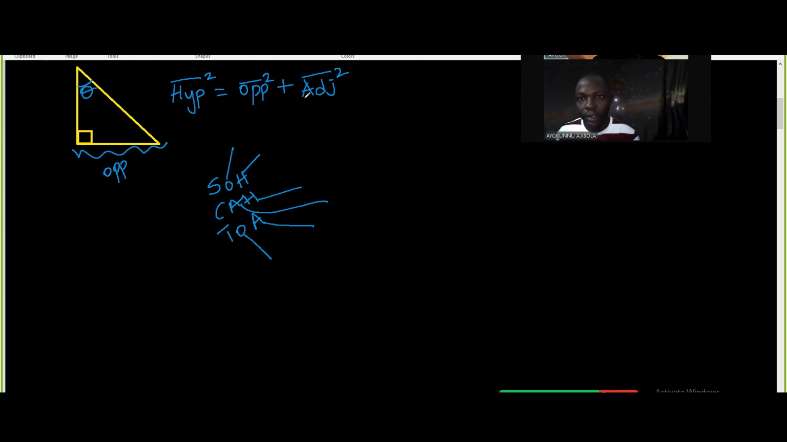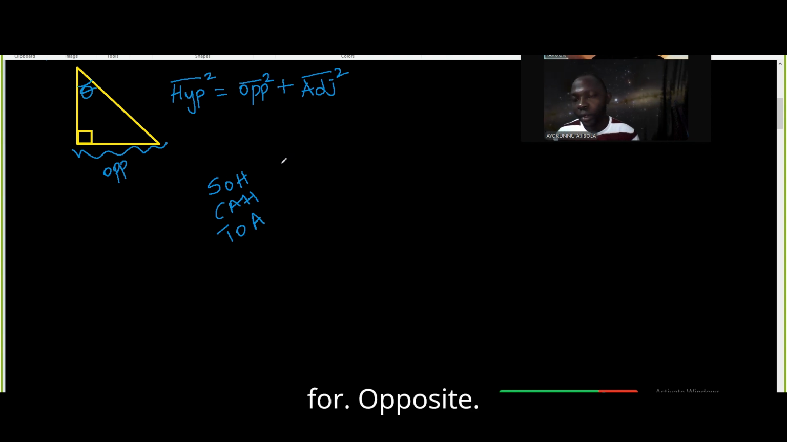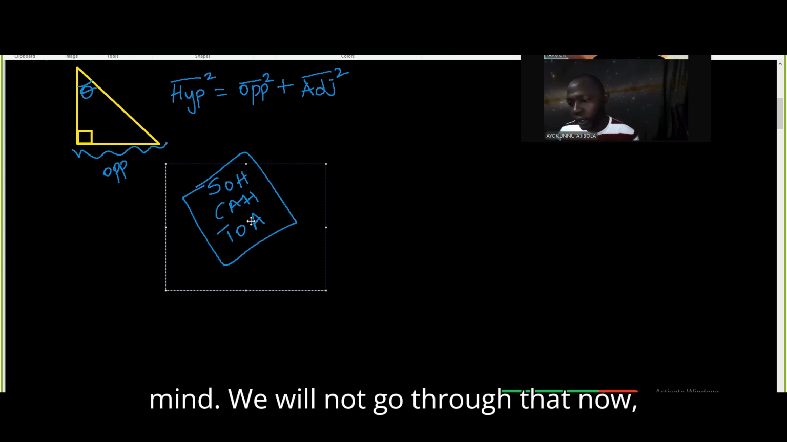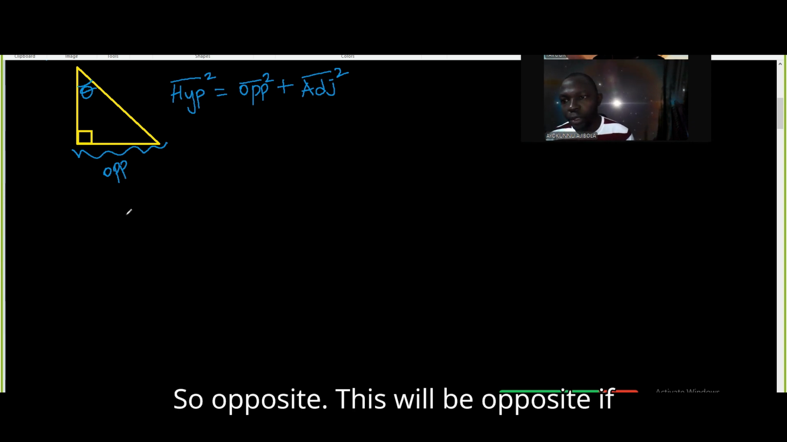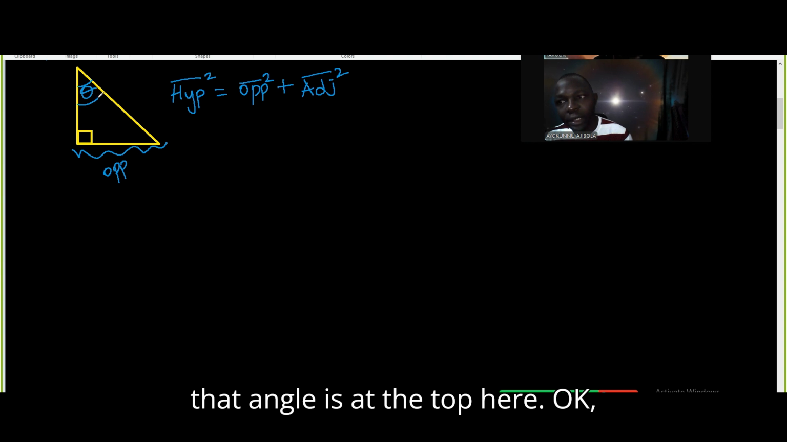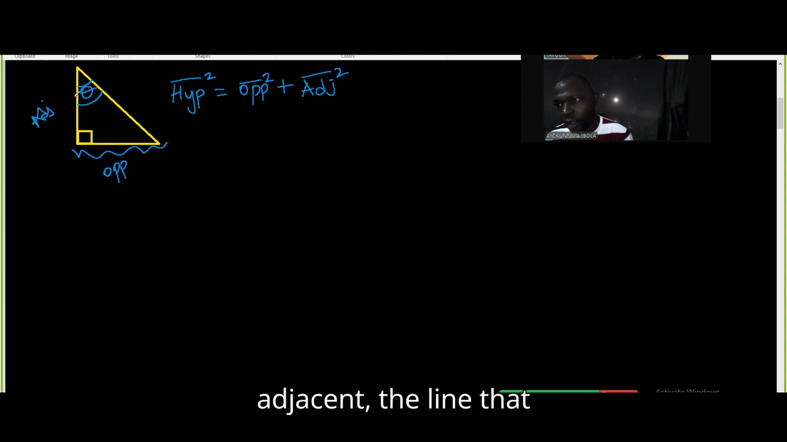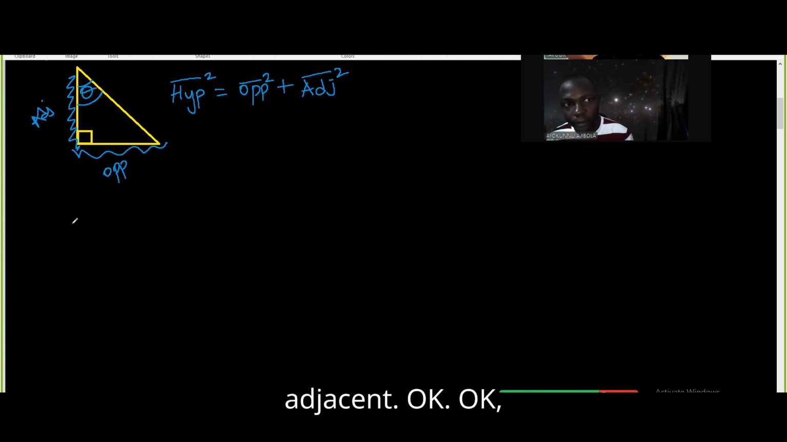Yes. A for adjacent, H for hypotenuse, and O for opposite. So that is something you need to bear in mind. We will not go through that now, but that is the next thing after Pythagoras theorem. So this will be opposite, if that angle is at the top here, okay, while the other one will just be the adjacent. The line that joins the angle to right angle is the adjacent, okay?